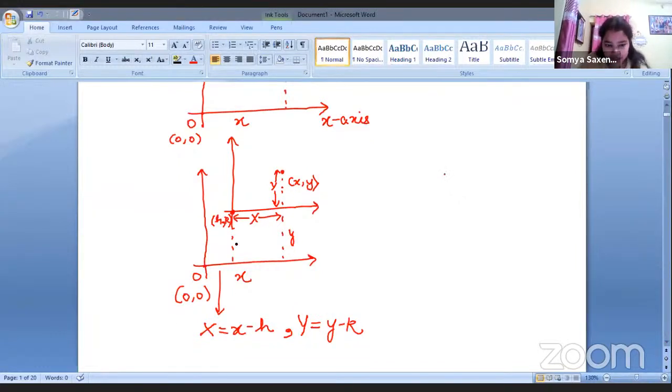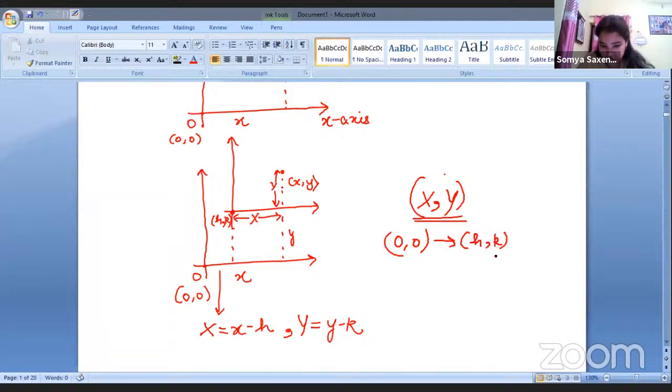So capital X would be equal to x minus h, because till here, this particular thing is h. Similarly, capital Y would be equal to the whole small y minus k. Right? So this is the relation that we can derive from here. We have just shifted the origin, and we can easily guess now that we are actually finding the new coordinates when the origin is shifted from 0, 0 to some new position h, k.